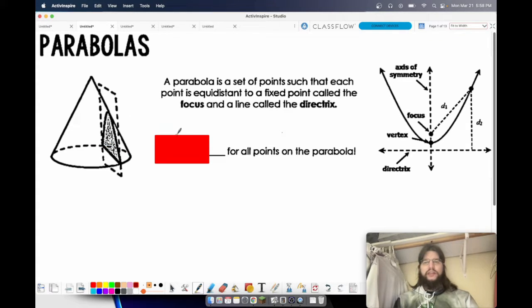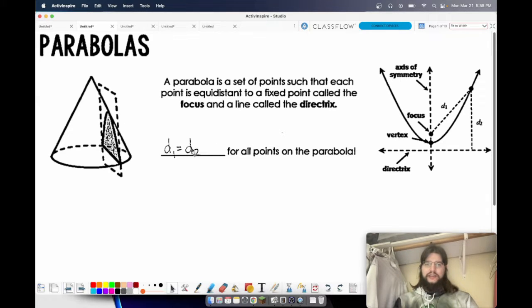A parabola is a set of points such that each point is equidistant from a fixed point called the focus and the line called the directrix. So this is the focus, this is the directrix. These distances will always be the same. So that is d1 equals d2 here.